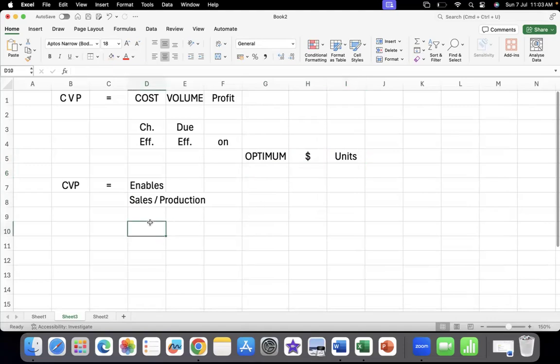So the problem is that the company, during its budget, decides that it has to achieve a certain kind of profit.